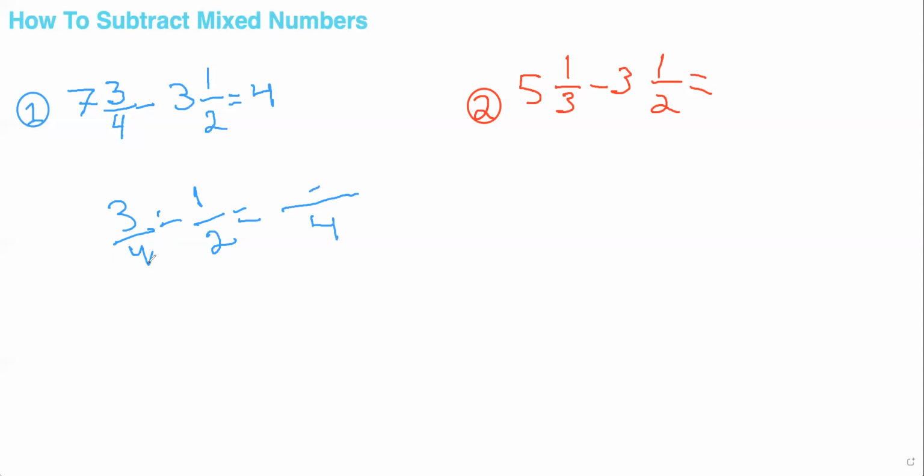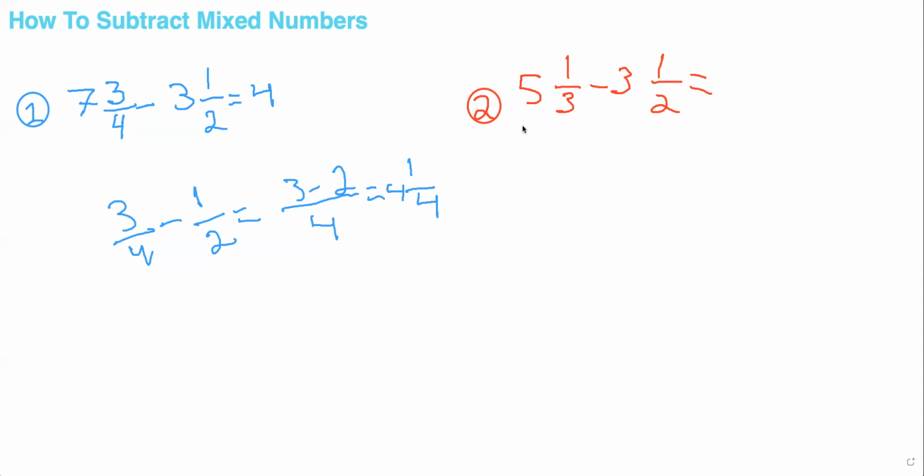So 4 divided by 4 equals 1, times 3 will give you 3. 4 divided by 2 will give you 2, times 1 will give you 2. Therefore, we do 3 minus 2, which will give you 1, and we leave the common denominator the same. So you'll have 1/4, and then we bring the 4 and put it right beside it.